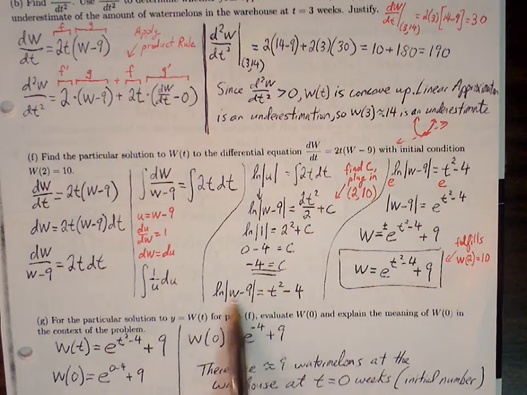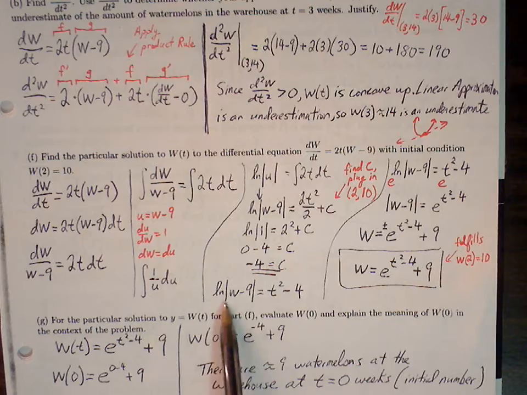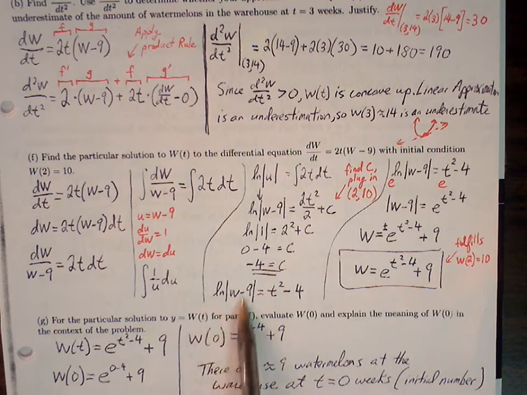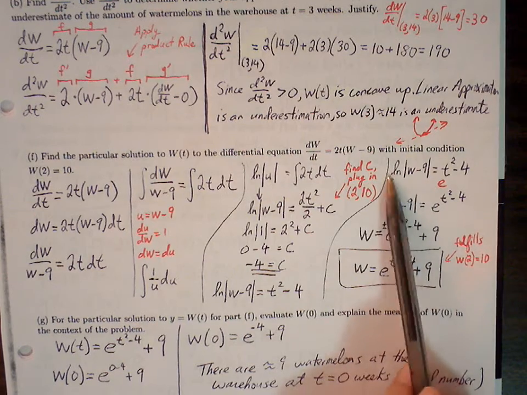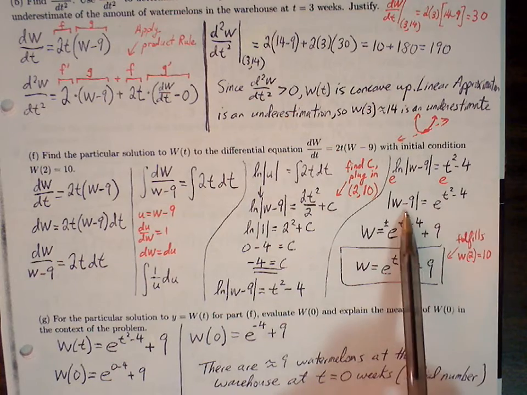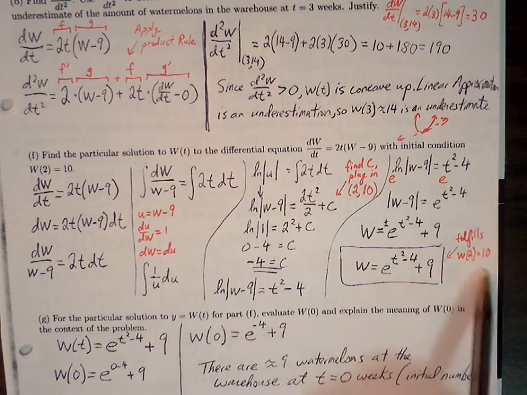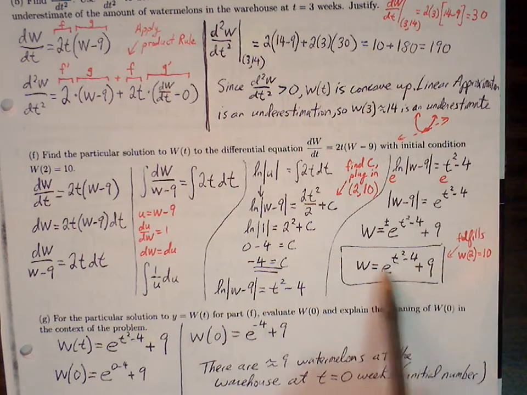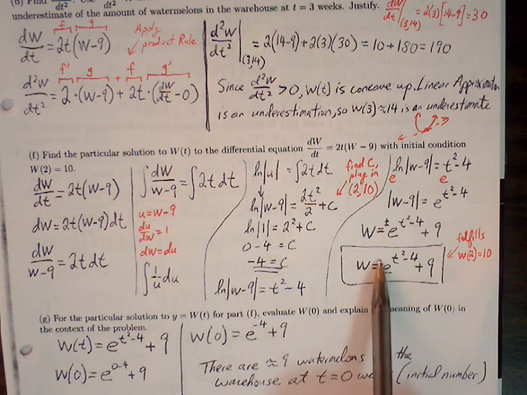And now we can replace our c value with negative 4. The next step is to try to just get w by itself. What we can do is get this w away from the natural log expression, raise both sides to base e. Left side cancels out. We get absolute value w minus 9 is equal to e to the t squared minus 4. When we drop the absolute value, we get plus or minus. But the ordered pair is going to be 2, 10. So the only way we can get 2 in for t and get a positive 10 as a result is if we choose this to be a positive e.